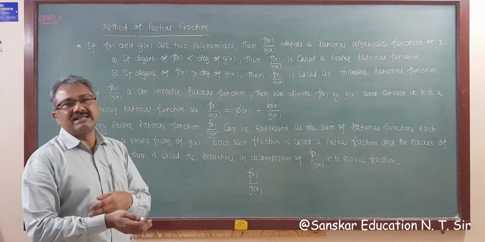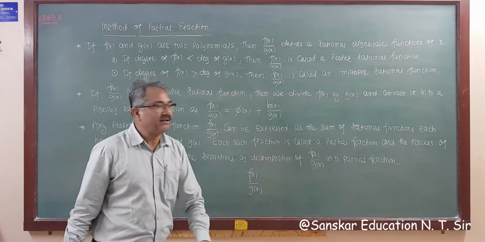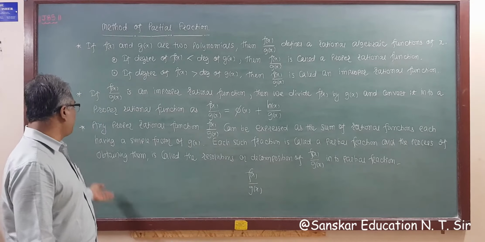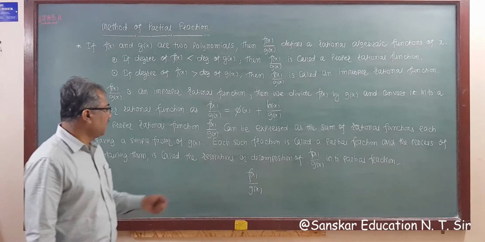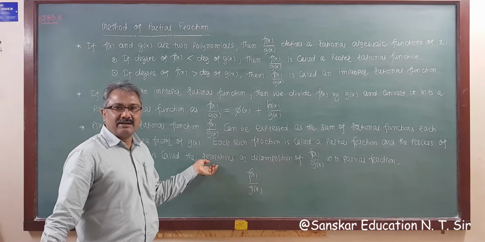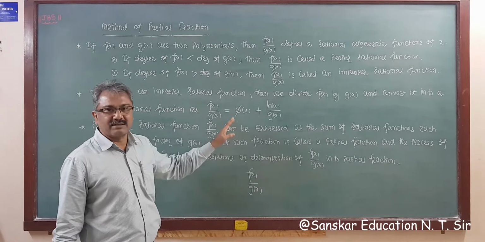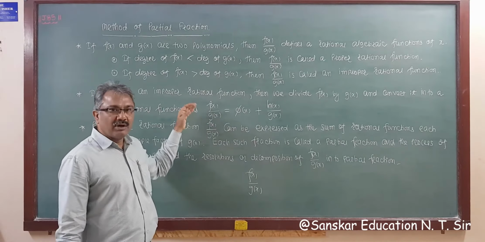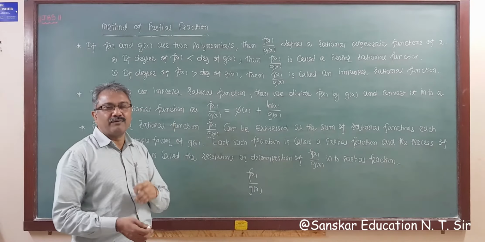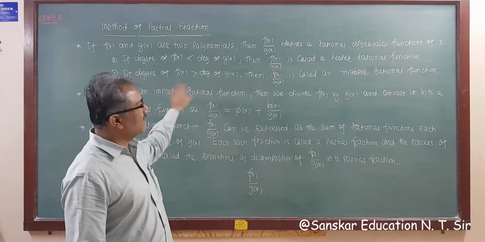The method of finding these fractions is called the partial fraction method, and the process of obtaining them is called the resolution or decomposition of f(x) upon g(x) into partial fractions. So this is the method of partial fractions. Now I will show you in which type of partial fraction you have to apply which method, but after clearing this, okay?